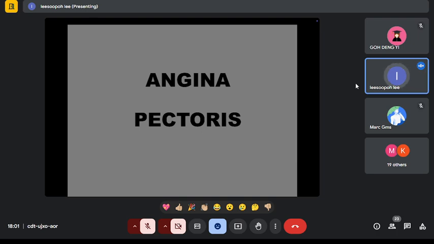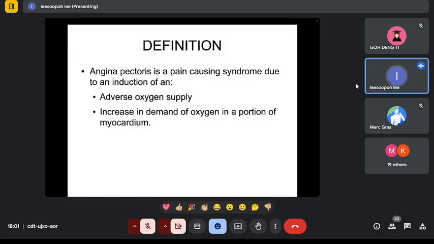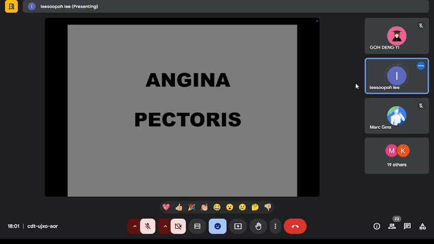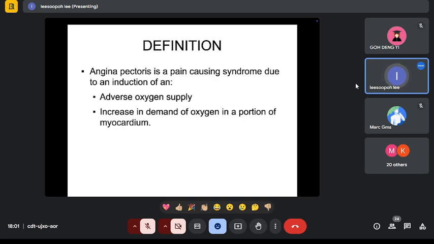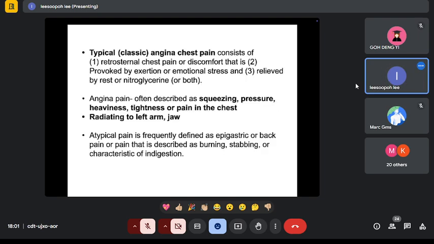It's sort of repetitive regarding this chest pain, but this concept we need to understand as well. So what is meant by angina pectoris? It actually comes from a Greek word. Angina means strangling pain, while pectoris means chest. That means it's a strangling pain at the chest. So the definition just means that it's a pain-causing syndrome due to a reduction in the oxygen supply, or an increase in demand of oxygen of the myocardium.